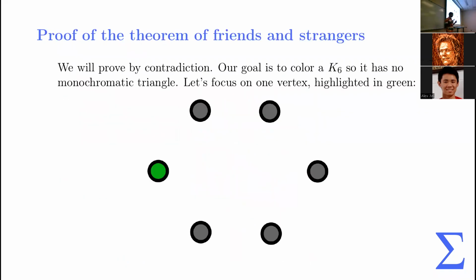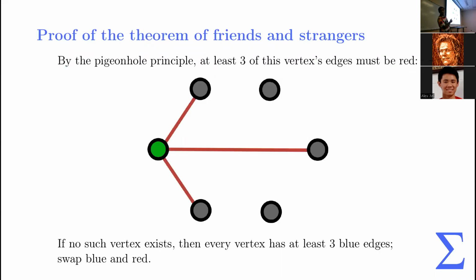So the way we prove this is by contradiction. And so that means that we're going to construct a minimal counterexample. And we're going to show that we can't construct this counterexample. So we want to color a complete graph with 6 vertices so that we don't get a monochromatic triangle. So we're going to start with one vertex and color in its edges. So by the pigeonhole principle, at least 3 of its edges must be red. And let me know if I need to explain that.